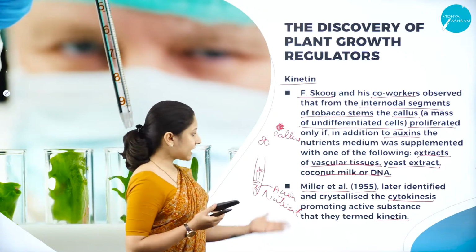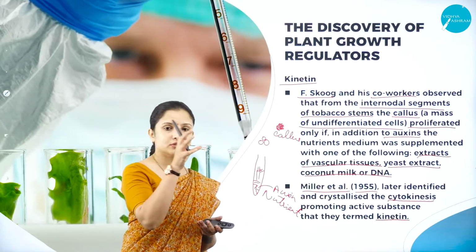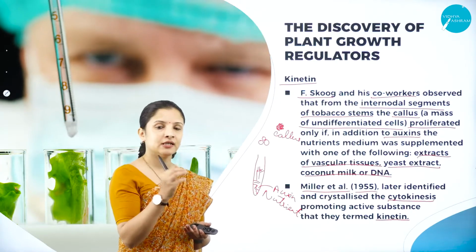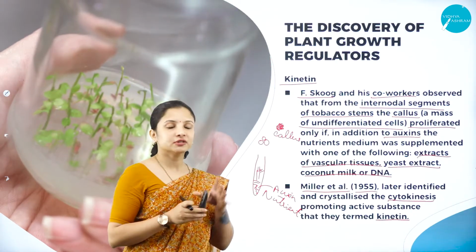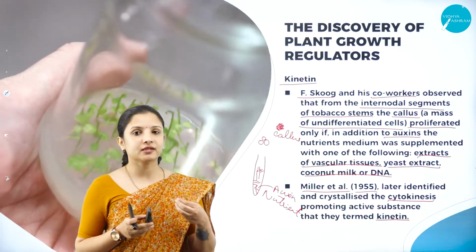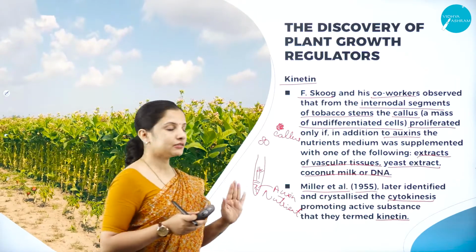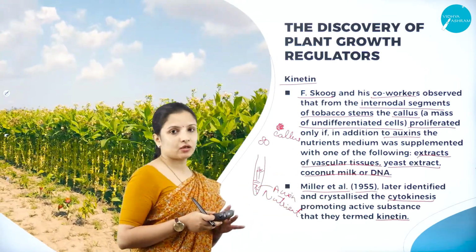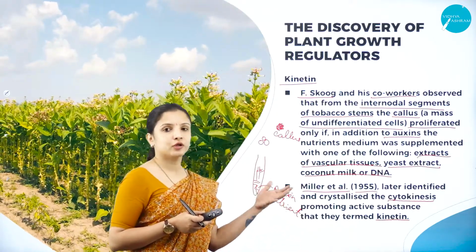They didn't know. But later on, in the year 1955, Miller et al. took those structures, that is callus, and what compound was there in that callus, he crystallized them, because crystallization is very important in chemistry to identify exactly what the compound is. So he crystallized that particular compound and named it kinetin. He said that it was because of kinetin.